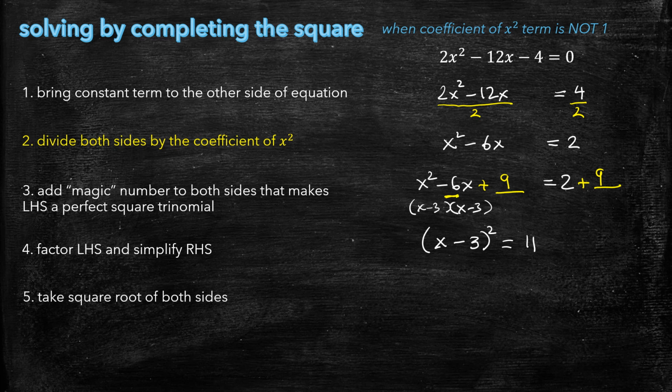Next step, take the square root of both sides. I'll just put that in here. In doing so, don't forget the plus or minus, root 11. And the last step is to isolate x. And you get this.